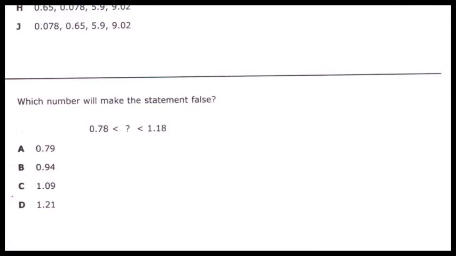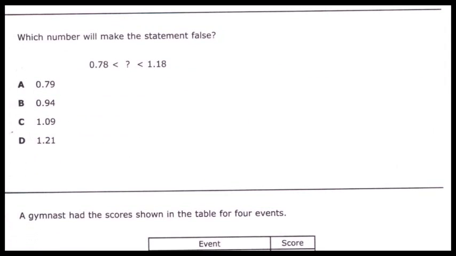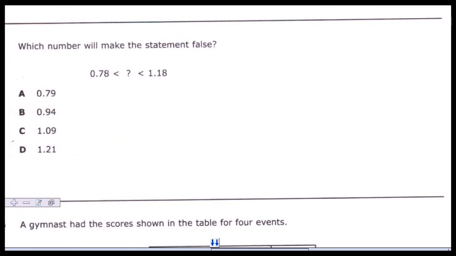Okay, number 5. Which number makes the statement false? So we're looking for something that is not true. Okay, so let's talk about this right quick. So 0.78 has to be less than whatever number goes here.